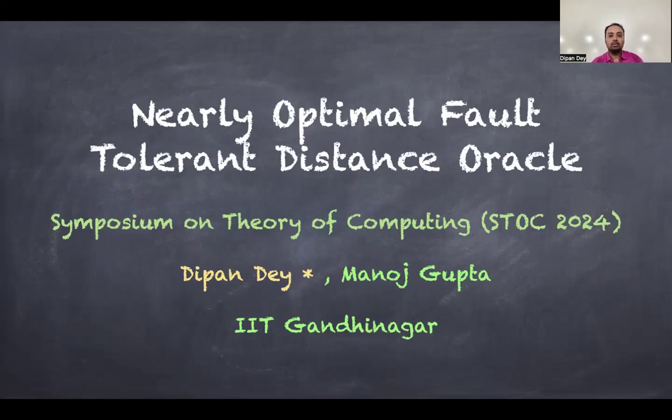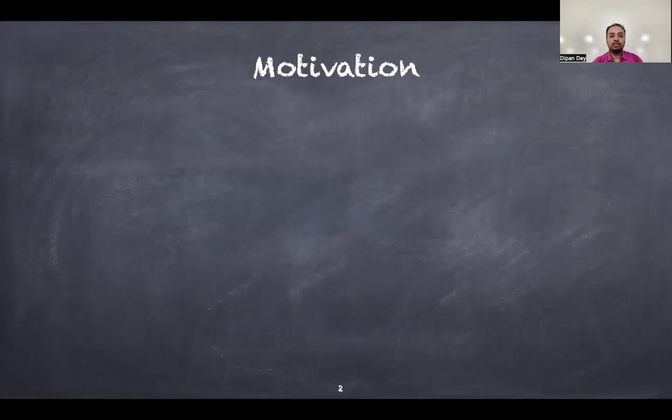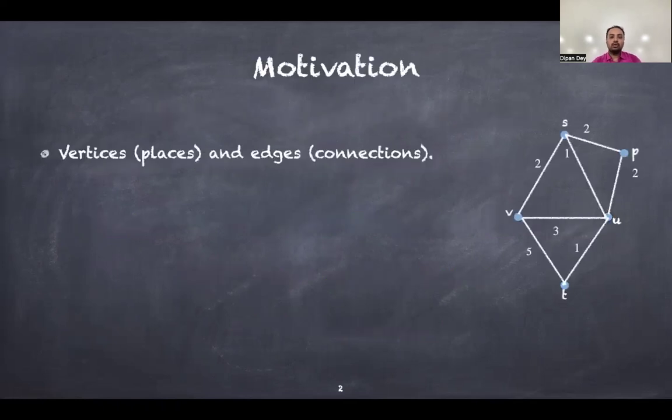So let us discuss the motivation of the problem. As many of you are aware, graphs are often used to represent real life networks, and by real life networks I mean networks between places and the connections between them. Vertices in graphs can represent the places, edges represent the connections between them, and the weights of those edges, like s to u costs 1 unit and s to v costs 2 units, you can assume as the distance.